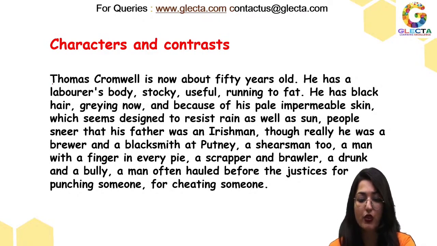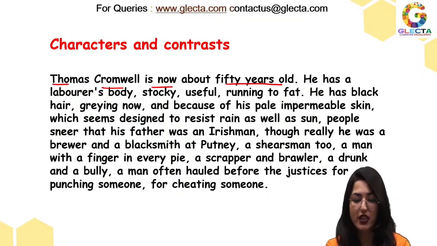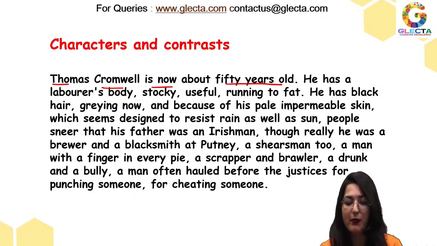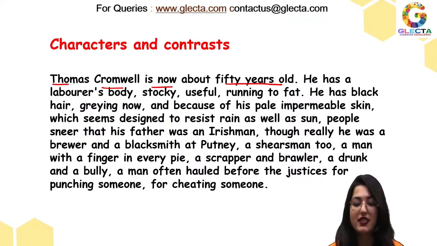Thomas Cromwell is now about 50 years old. He has a liberal body, stocky, useful, running to fat. He has black hair graying now, and because of his pale, impermeable skin, which seems designed to resist rain as well as sun, people see that his father was an Irishman, though really he was a brewer and blacksmith at Putney. A shearsman too, a man with a finger in every pie. A brawler, a drunk and a bully, a man often hauled before the justice for punching someone, for cheating someone.